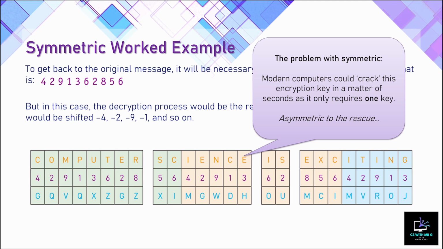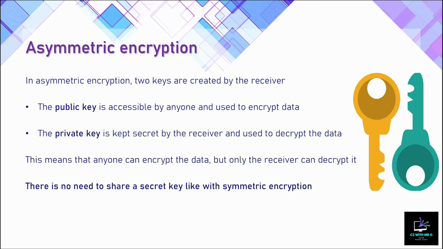There's only one key, and it only takes a basic computer in 2025 to go through a series of keys and find the right one. There's only one to find out, and that's where asymmetric comes in and helps us out.